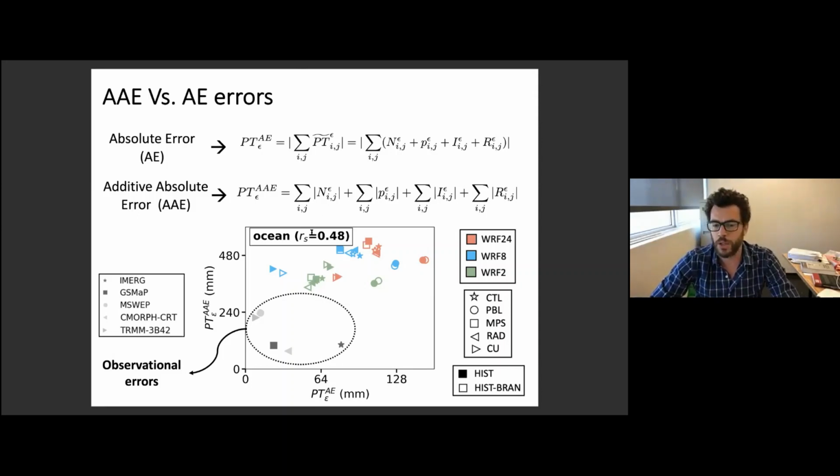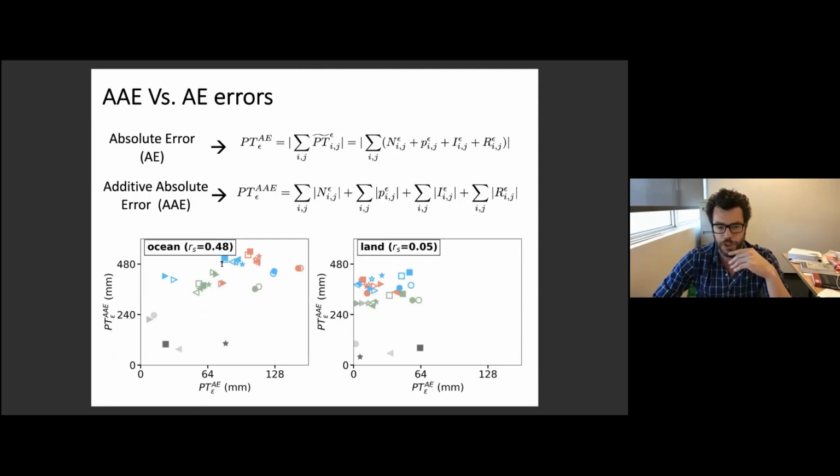You can also calculate some kind of correlation to see whether the sensitivity of one error is similar to the other one. And here I show the value of the Spearman correlation, which in this case is 0.48, which is not completely negligible, but certainly not very high. And in fact, it's visually very clear that there is not a lot of correlation between the absolute errors and the additive absolute errors.